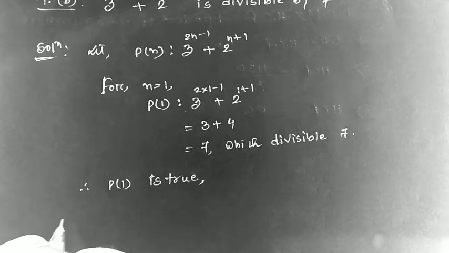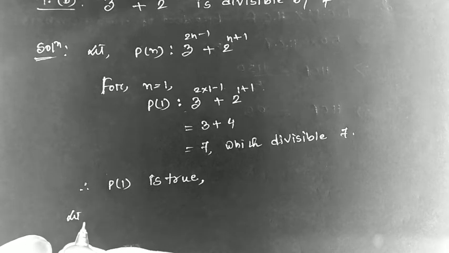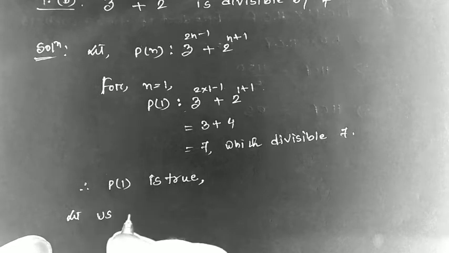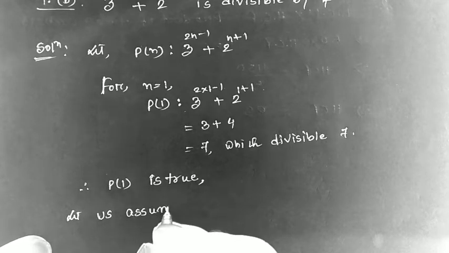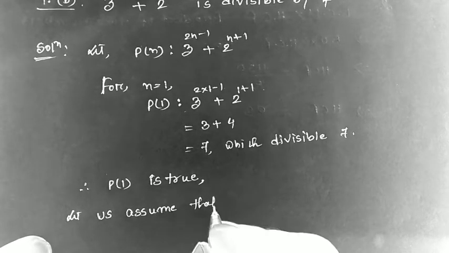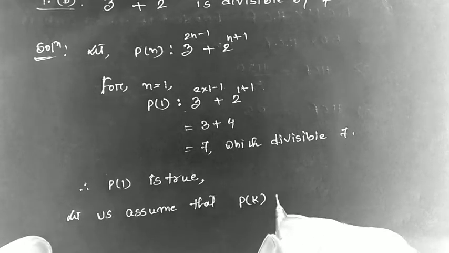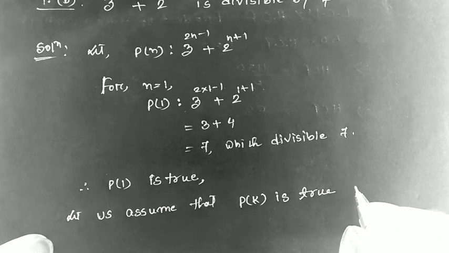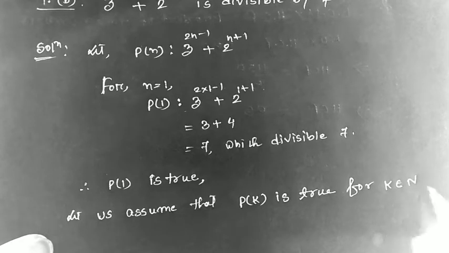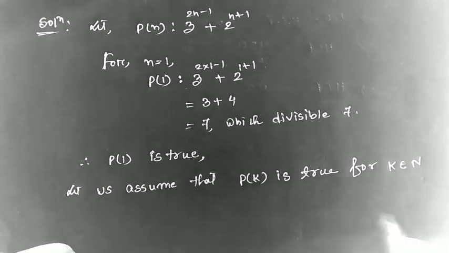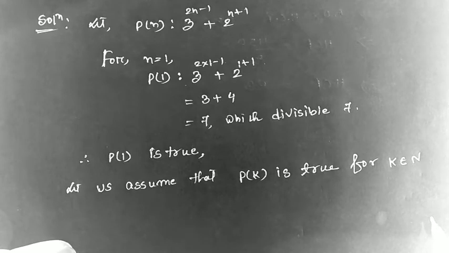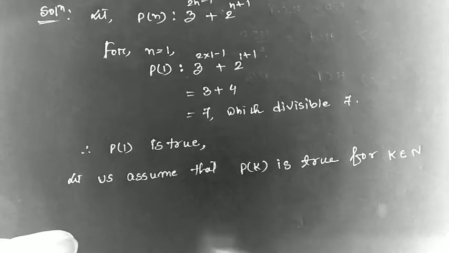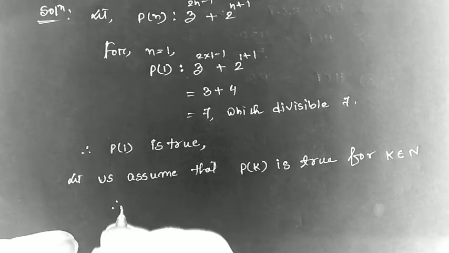Now let us assume that Pk is also true. In short form I am writing Pk is true for k belongs to N. So this is the second step, and you know the second step is the most important step in this type of sum. So since Pk is true, what will be the Pk?